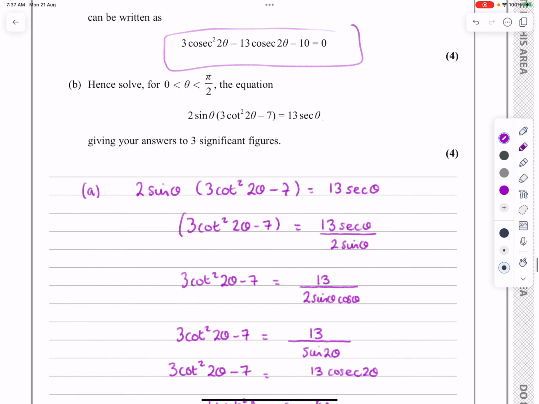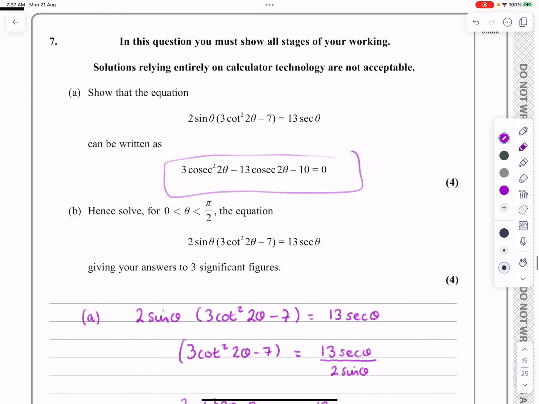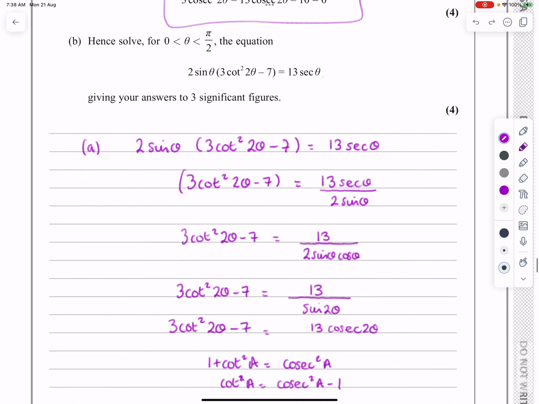Part B then says, can we solve this? And always check here and here. I want to solve this from 0 to 90 or 0 to pi over 2. And I want to give my answers, it's going to be in radians because it's pi over 2. And it's to 3 significant figures. As soon as I read that bit there, I'm changing my calculator into radians mode. Just be careful when we're going through and doing these.